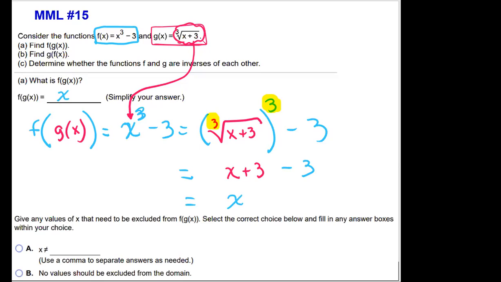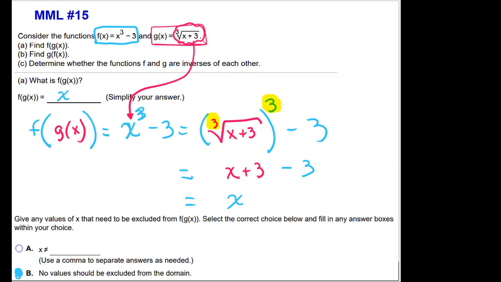And then it says, give any values of x that need to be excluded from f of g of x. Nothing needs to be excluded because we're doing cubed roots. Remember, stuff has to be excluded if you have an x in the denominator, because denominators can't equal 0. And if you have an x under a radical, if the radical is even, because you can't take even roots of negatives, but you can odds. So there's no problem with numbers here. So it's B, no value should be excluded.